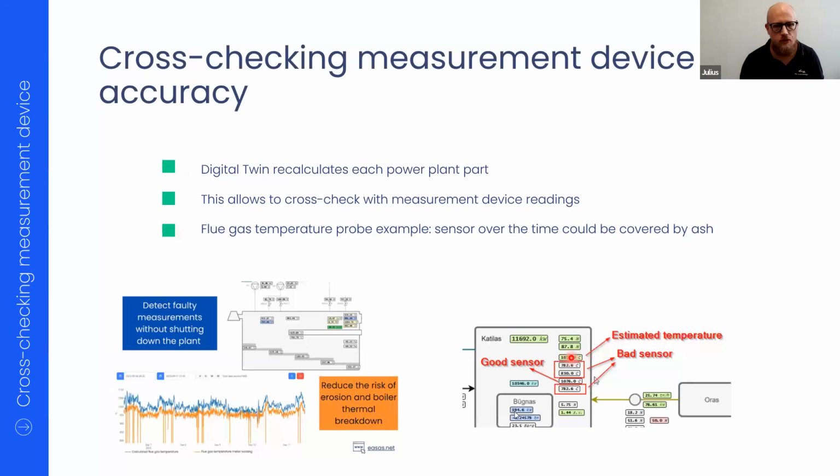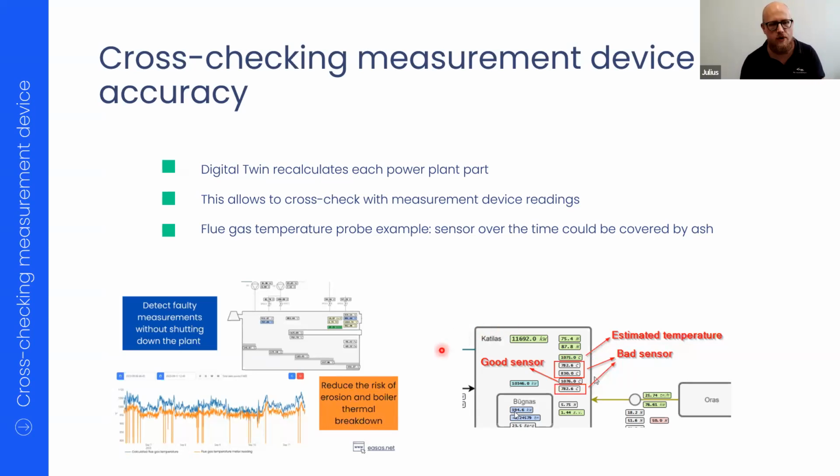The client had four flue gas sensors installed, but there were some discrepancies between these sensors, and they suspected that one of them might be wrong. Based on the theoretical estimated temperature, it was found that actually three sensors were bad, and only one of them was within spec, showing the correct temperature.